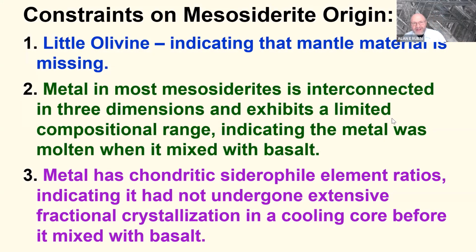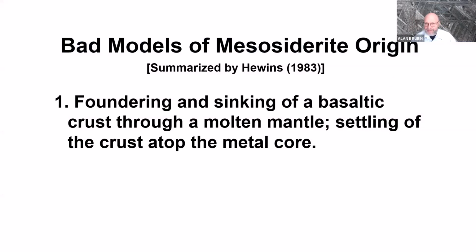So we can make some constraints on mesosiderite origin. The mesosiderites have little olivine, indicating that much of the mantle material is missing from its parent asteroid. Metal in most mesosiderites is interconnected in 3 dimensions and exhibits a limited compositional range, indicating that the metal was molten or very largely molten when it was mixed with the basalt. Metal has chondritic siderophile element ratios, indicating that it had not undergone extensive fractional crystallization in a cooling core before it mixed with basalt, again consistent with it being largely a liquid.